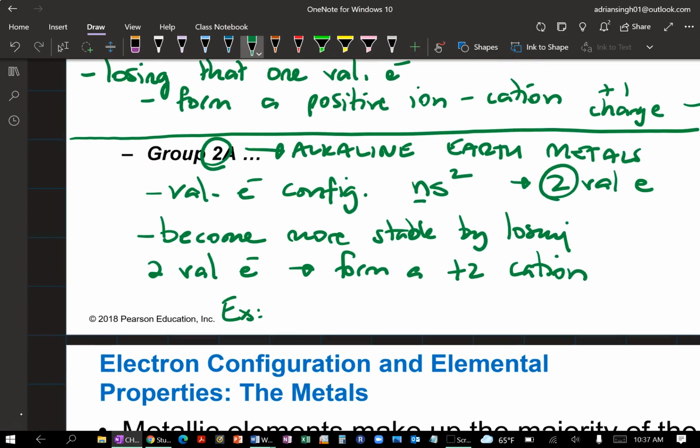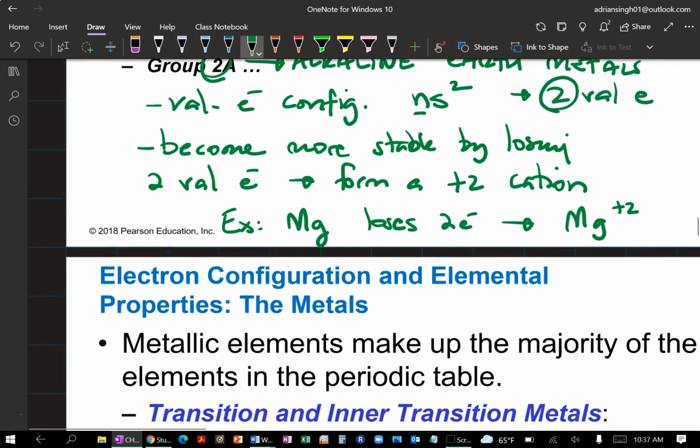So for example, magnesium in group 2 will lose 2 electrons to become more stable, to be like the nearest noble gas, and we end up forming Mg with a +2 charge. All right, so that's group 1 and group 2, the alkali metals and the alkaline earth metals.